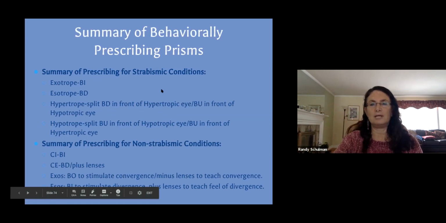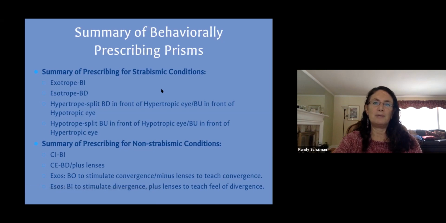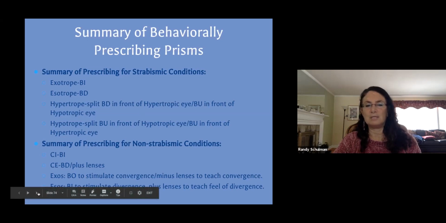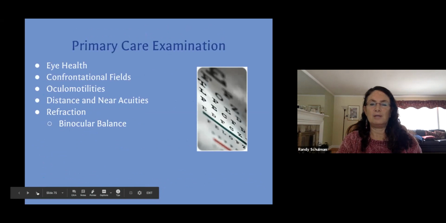for straight cases. If we want to look at prescribing from that behavioral standpoint, as I mentioned, I would do base in for the exotrope, base down for the esotrope, and then splitting the base up and base down in the hypertropes. And then we can also use base out to stimulate convergence in an exo, but again, I would only do that in vision therapy, not in a prescription. And for ESOs, you can give them base in or effectively reduce the base out to help straighten their eyes.